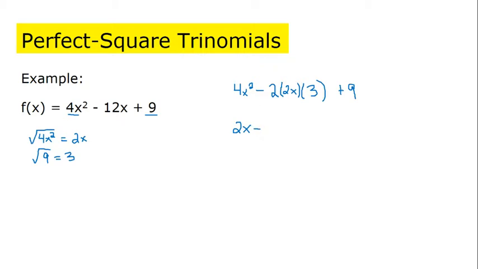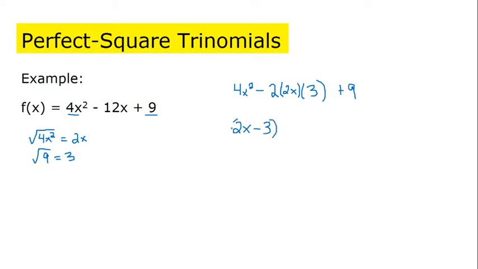If this was a plus and a plus, we'd have a plus. If the middle here was a plus and the end here was a minus, then we would have one that would be a plus sign. Then we would not have a perfect square trinomial. Okay? So we're going to have our 2x, and then we're going to use our other term here, our square root of 9, which is 3.